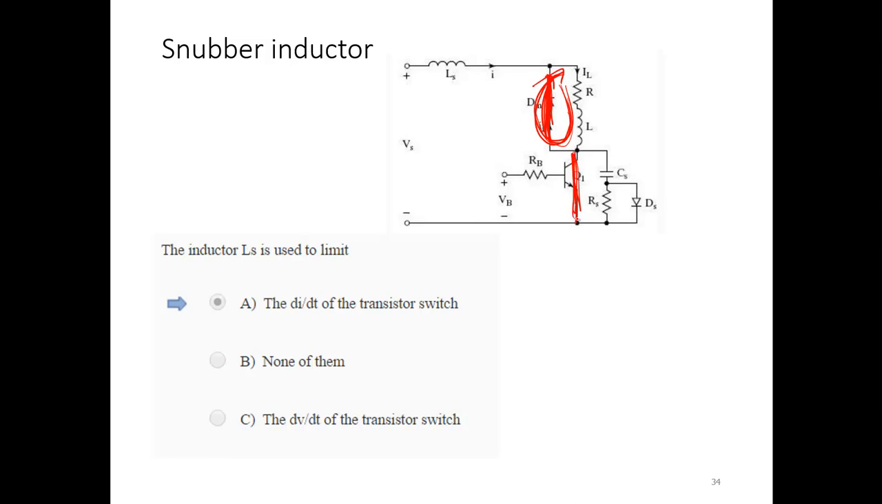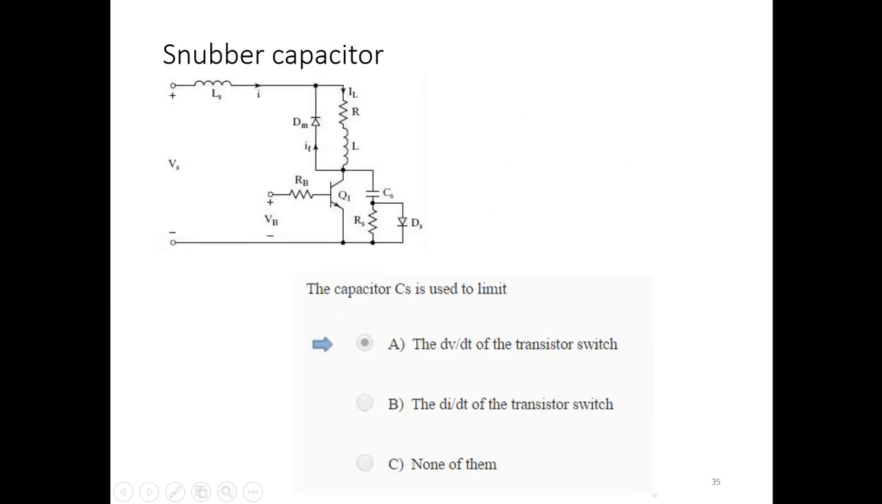The moment you turn on the switch, suppose the transistor is turned on immediately and the diode was conducting, you see that the current will rise very quickly. The dI/dt of this transistor will be very high, and that will destroy the device. What you do is put in an inductor, a very small one. It could be a stray inductor. You ensure what is going to happen now.